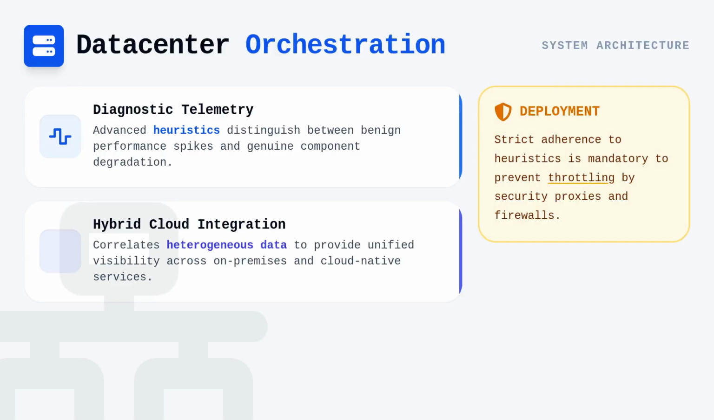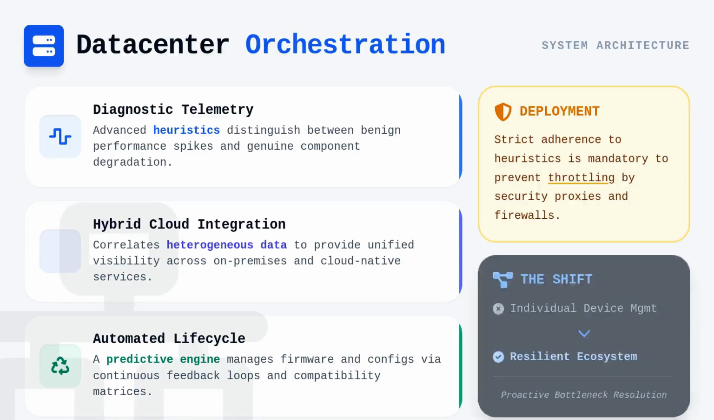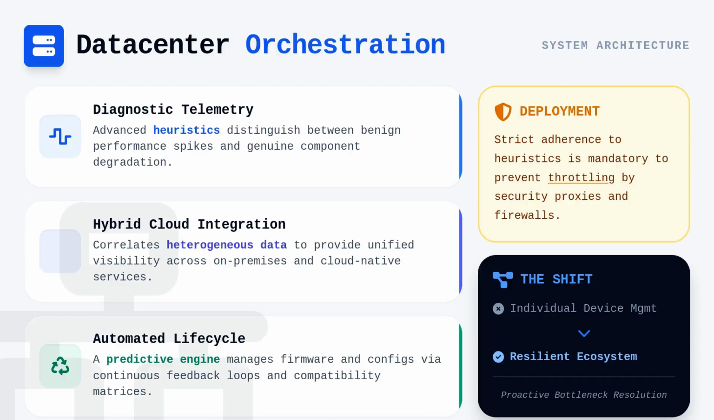Deployment heuristics must be strictly followed to ensure that telemetry streams are not throttled or blocked by local security proxies or firewall policies. Within this framework, lifecycle management is automated through the continuous feedback loop provided by the Predictive engine, which suggests firmware updates or configuration changes based on known compatibility matrices. You are effectively shifting from managing individual devices to orchestrating a resilient ecosystem that proactively resolves potential bottlenecks.